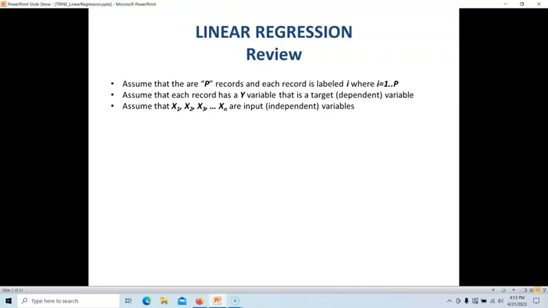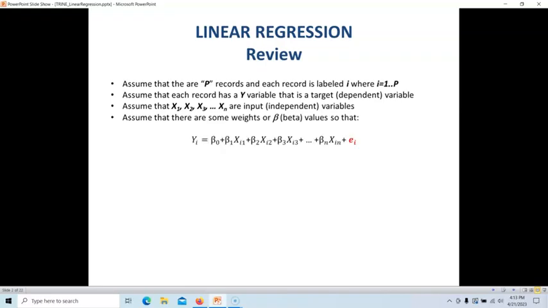Also, we're going to assume that we have a bunch of independent variables that are used to predict our target. So that would be things like how many traffic tickets have you had, how many miles do you drive in your car, things like that. So that's what we're going to use. And we're going to assume that there's some kind of a mathematical formula that we can apply that's going to basically be able to predict our target.